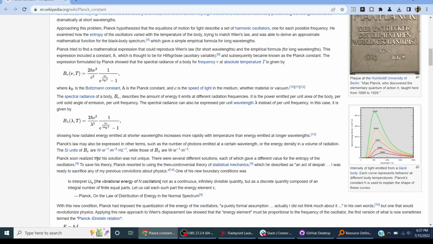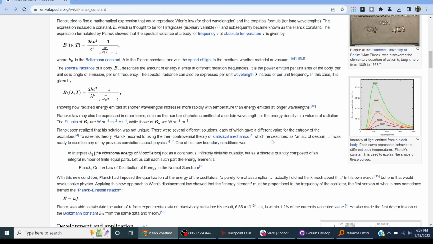Planck soon realized that his solution was not unique. There were several different solutions, each of which gave a different value for the entropy of the oscillators. To save his theory, Planck resorted to the then controversial theory of statistical mechanics, which he described as an act of despair. "I was ready to sacrifice any of my previous convictions about physics."